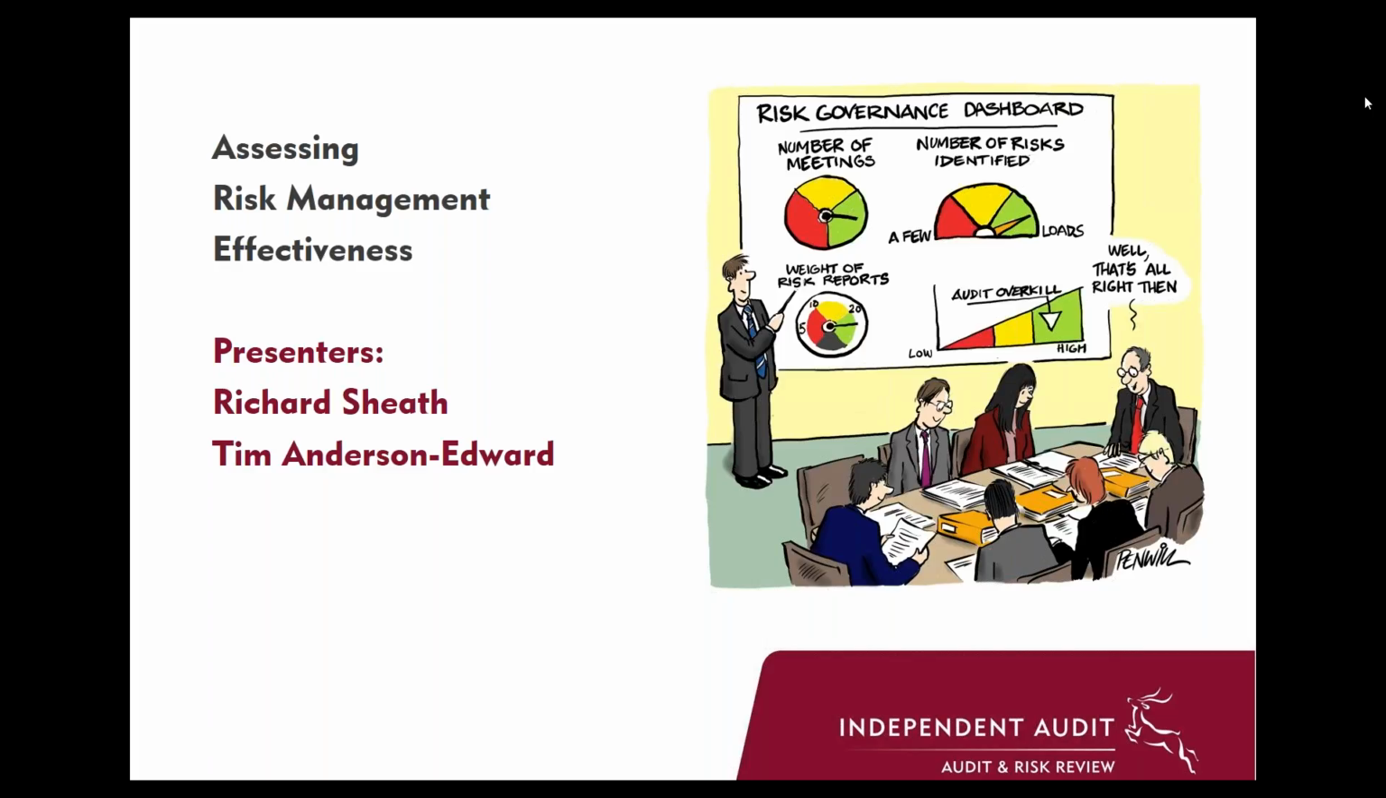So we do a lot of board effectiveness reviews, but also we think it's important for boards to look at the effectiveness of the things that a board depends on. So that includes looking at, for example, the effectiveness of internal audit, the external audit, and at the moment we're spending a lot of time thinking about how boards go about looking at the effectiveness of risk management. And clearly that's the topic for today.